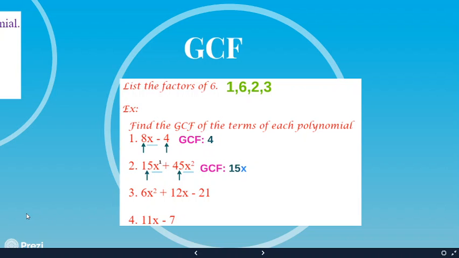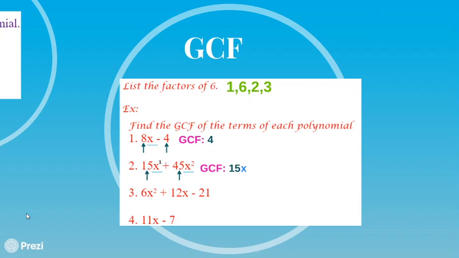All right, now example 3. Let's look at those coefficients. Beautiful, right? I'm going to ask you, what is the largest number that will divide into 6, 12, and 21? It would be 3.